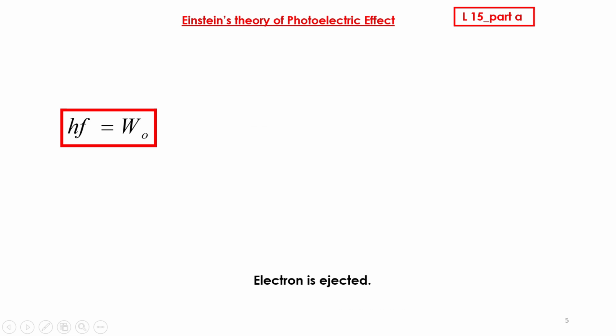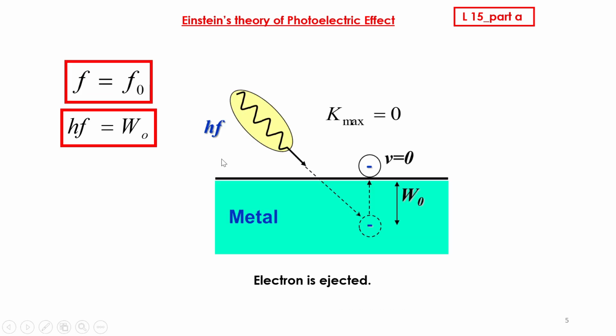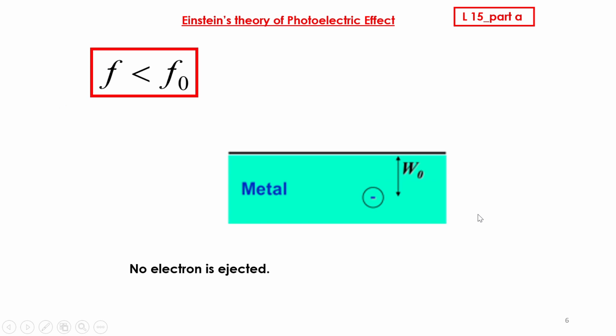If the frequency of the photon is equal to the threshold frequency, the electron is just ejected from the surface, and the electron will not move and be attracted to the collector. So Ke max is equal to 0 because v is equal to 0. And when the frequency is smaller than the threshold frequency, no electron will be ejected from the surface.